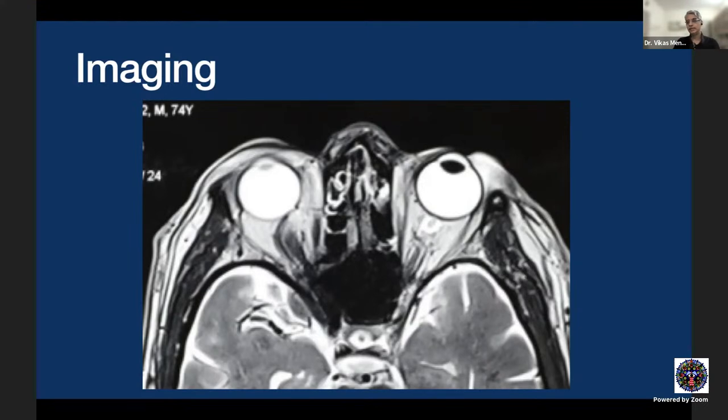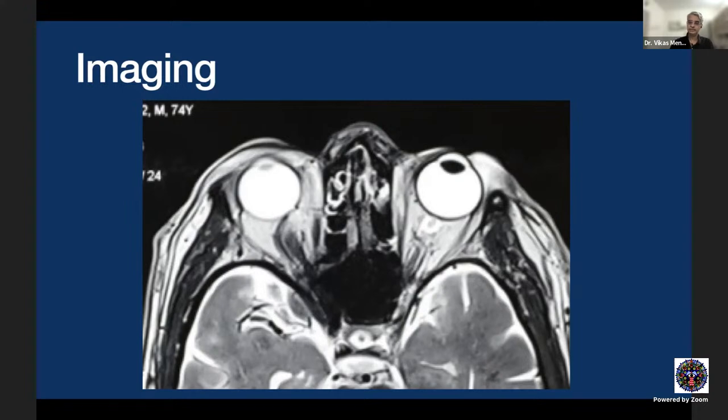So imaging is usually required if you are suspecting an orbital invasion from the lesion, particularly if the lesion is located near either the medial canthus or the lateral canthus, and you suspect that it could be going into the orbit, or invading the lateral rectus muscle or the medial rectus muscle, or could have extension into the sac, then you should do imaging.